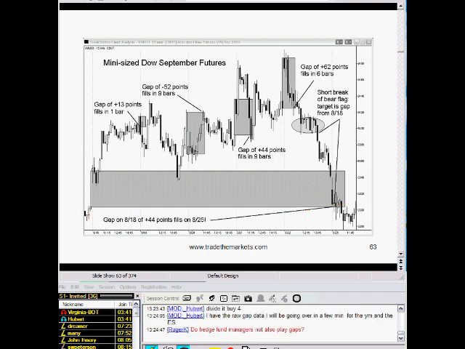Wait, there's a question here. That's actually a good question. Do hedge fund managers not also play gaps? Roger, the thing about gaps is they're an advantage for the small investor, because hedge funds and pension funds are moving too much volume to do stuff like play gaps.